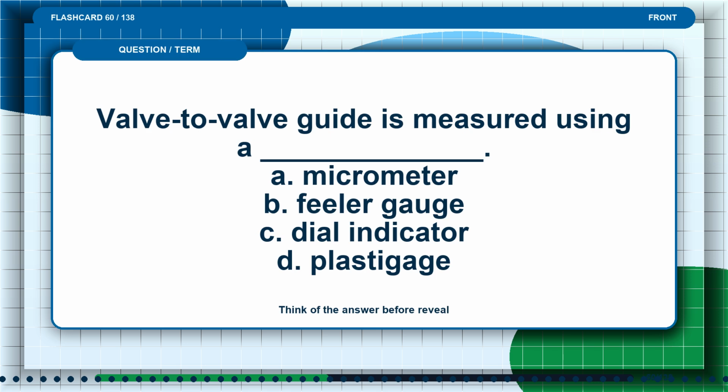Flashcard 60. Valve guide clearance is measured using a blank. A, micrometer. B, feeler gauge. C, dial indicator. D, plastic gauge. Pause and think of the answer before the reveal.